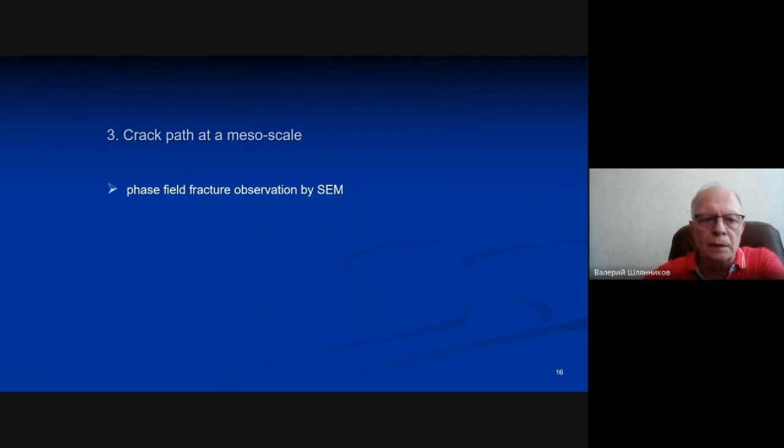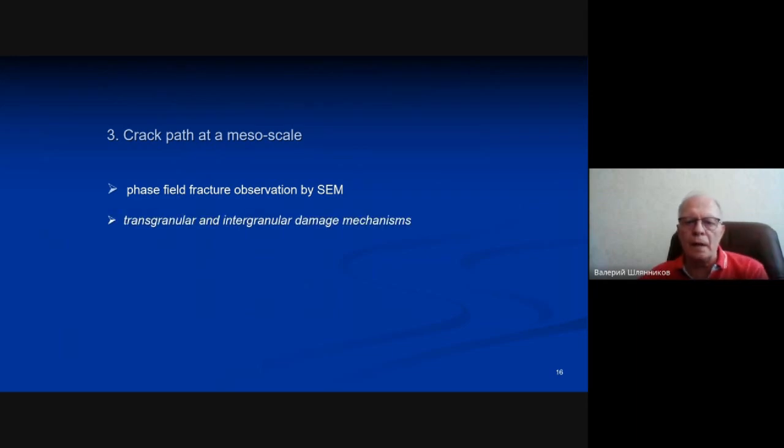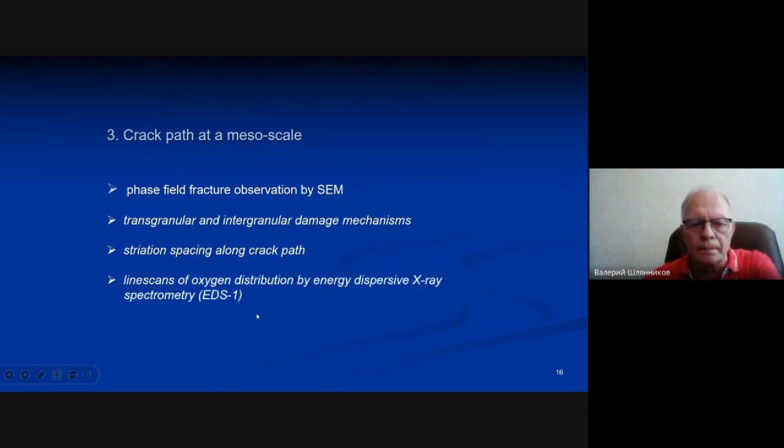This part includes phase field fracture observation by electron microscopy, dominant mechanism determination and modeling, fatigue striation spacing measurements along the crack path, and measurements of oxygen distribution by energy dispersive X-ray spectrometry.